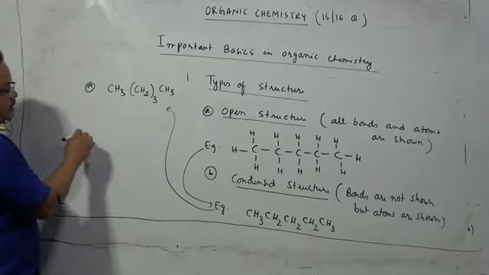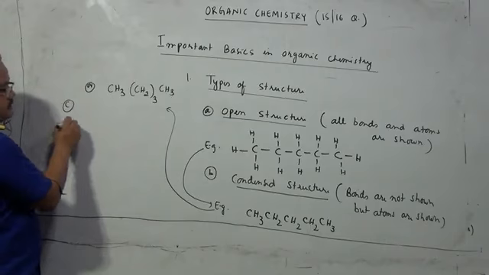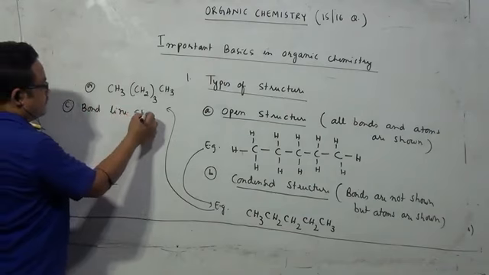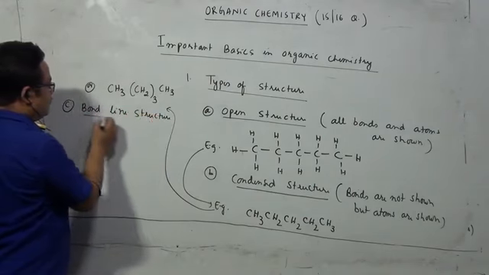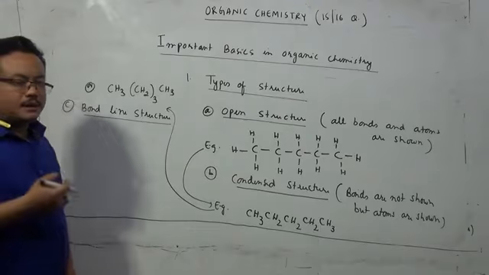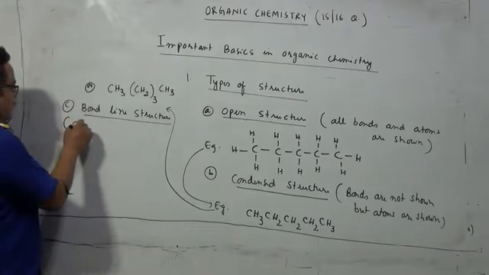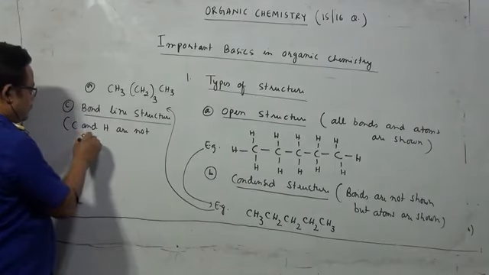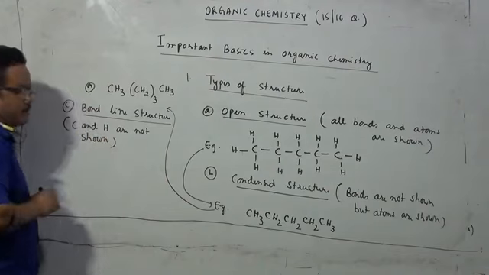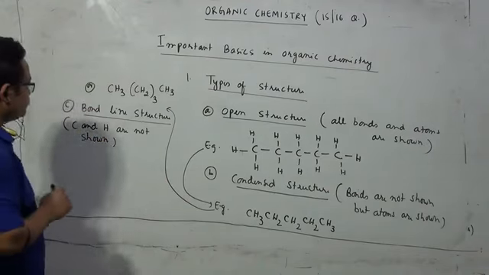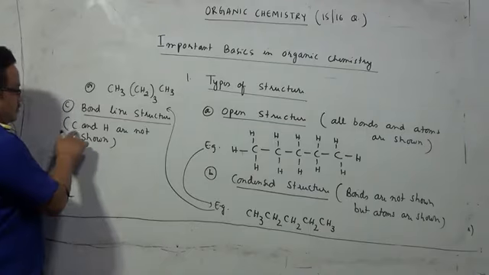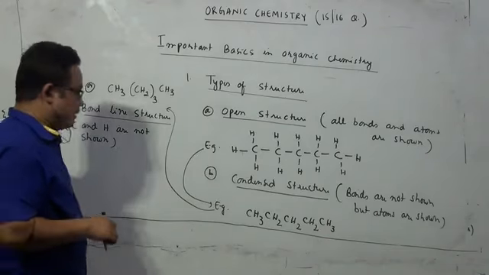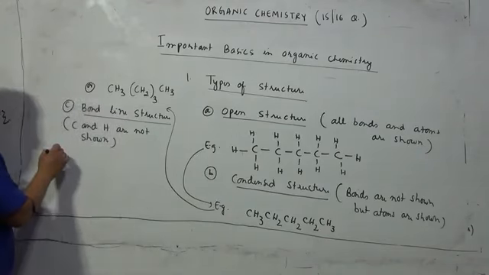The next structure is the bond line structure. In the bond line structure, carbon and hydrogen are not shown here. Only the other atoms are shown, and the bonds are shown as lines. Let us see the example here.